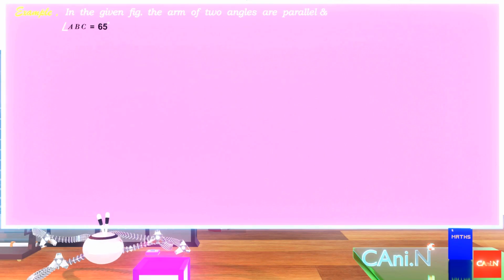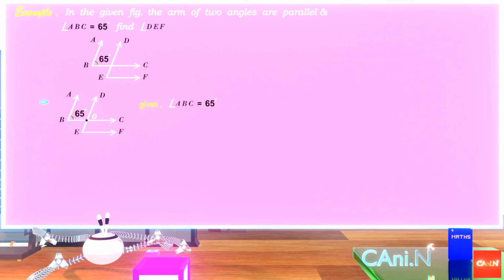Example: in the given figure, the arms of two angles are parallel, and angle ABC equals 65 degrees. Find angle DEF. Given, angle ABC equals 65 degrees. Case 1. Assume AB and DE as the parallel arms. So, BC is the transversal.